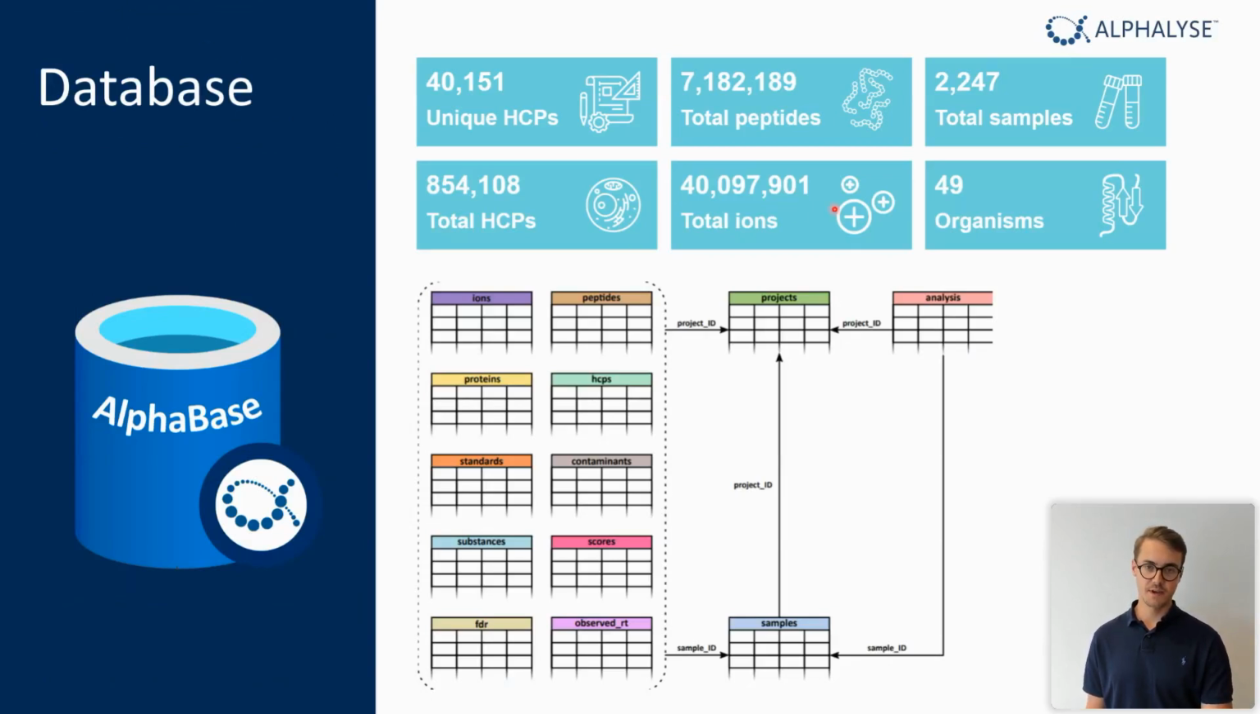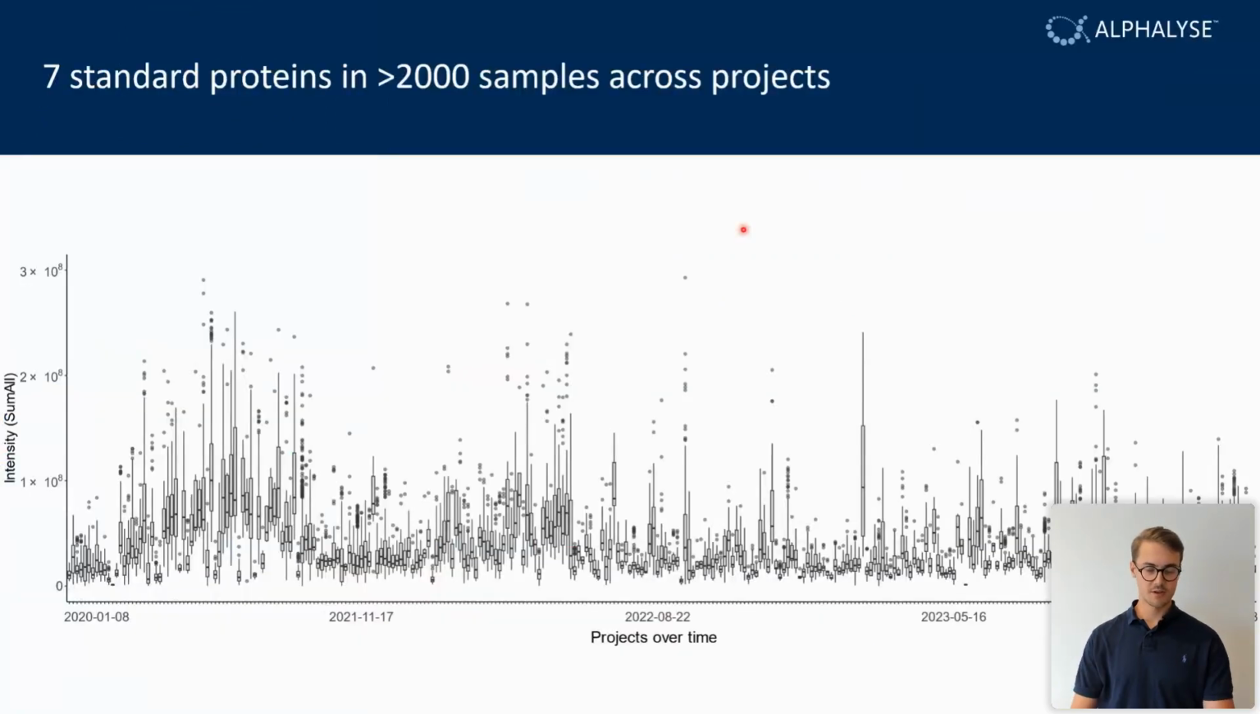Just above here, we have some overall statistics showing the sheer size of this database and how much data we have in it, covering over 40 million ions, total measurements. That's quite a significant number across 49 different organisms. So how does this compare to the 10 samples we saw before?